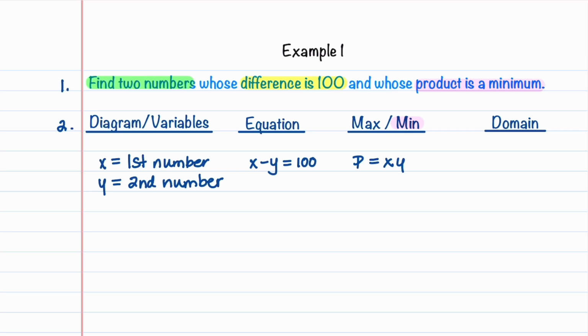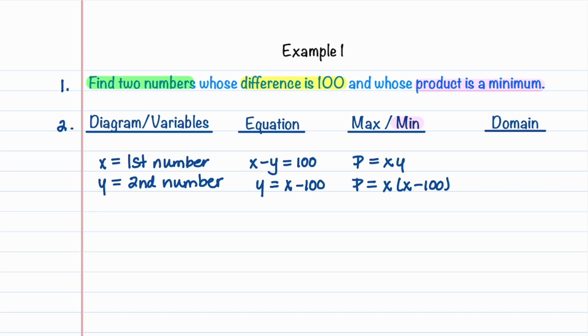Now what we need to do is put our product in terms of just one variable, and we're going to put it in terms of x. So that means we need to go back to our equation and solve our equation for y. From this equation, we see that y is equal to x minus 100. Now we can plug that in for our product p. So p is equal to x times x minus 100.